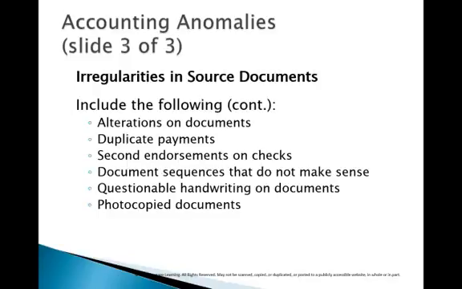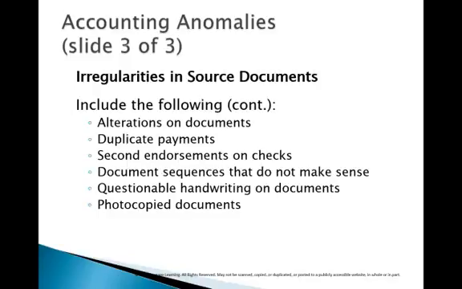If there's a second endorsement on checks, so you've written a check to a doctor, and that's a phony doctor, then the check, when it was received by the manager who approved the payment of the check, she endorsed it to herself, and then when you get the canceled check back, you see that second endorsement. Obviously, that would be suspicious.